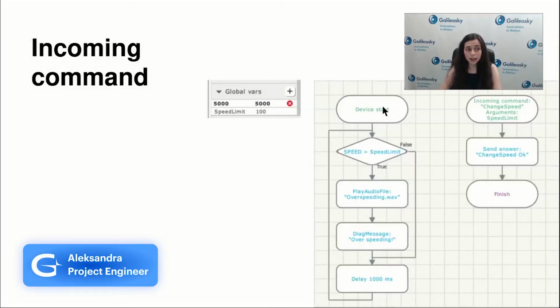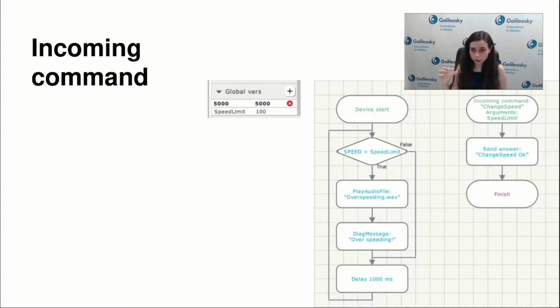One more important thing is commands. What about commands? I suppose you have seen that we have such kind of event, incoming command. So what we can actually do is, by incoming command, we can get a command by SMS from the configurator and from monitoring software, and we can do something. Let's take an example with overspeeding.